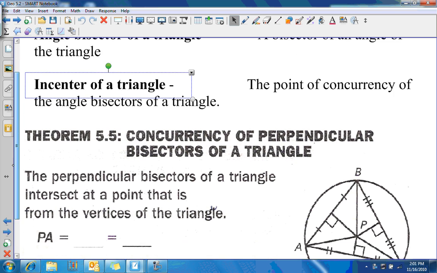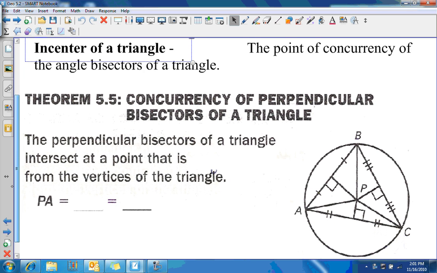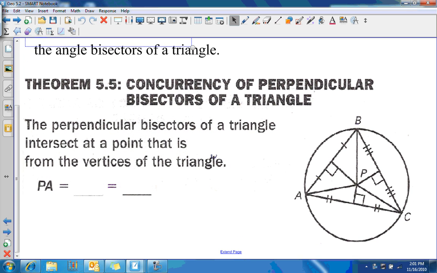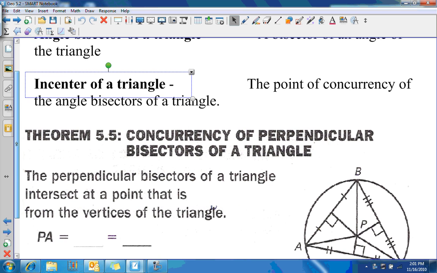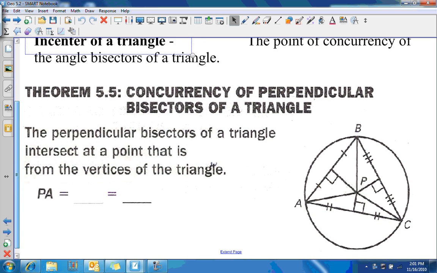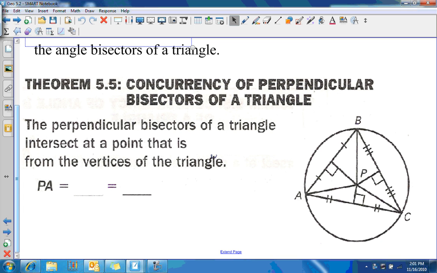This theorem is called the concurrency of perpendicular bisectors of a triangle. The perpendicular bisectors of a triangle intersect at a point that is equidistant from the vertices of the triangle. So PA, that length, is the same as PB, which is the same as PC.